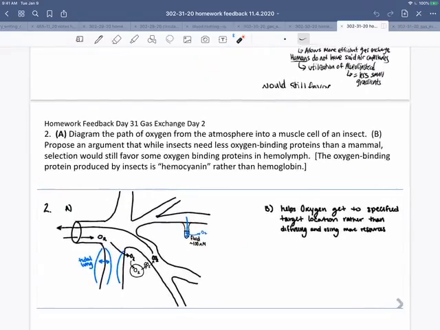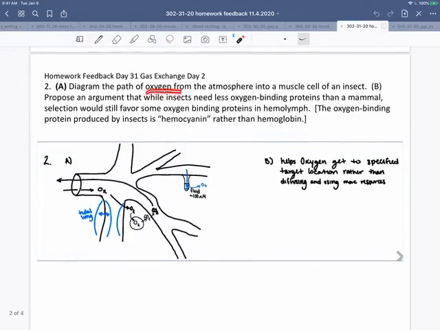The second question was to diagram the path of oxygen from the atmosphere into the muscle cell of an insect, and then propose an argument for why insects might need less oxygen-binding proteins than a mammal.